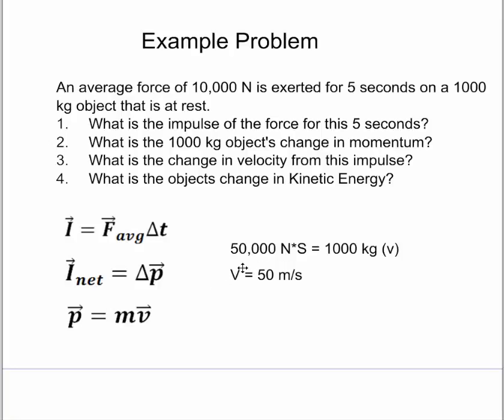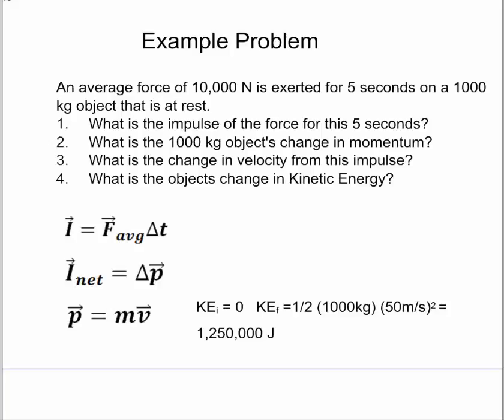So for the velocity here, we take 50,000 newton seconds and set it equal to the mass, 1,000 kilograms, times v. We solve for v, and we get v as 50 meters per second. And then question 4, what is the object's change in kinetic energy? Since the object was at rest, the initial kinetic energy was 0. We just go back to the kinetic energy equation, 1/2 mv squared. We put in the mass, which is 1,000 kilograms. Our velocity was 50. We square that.